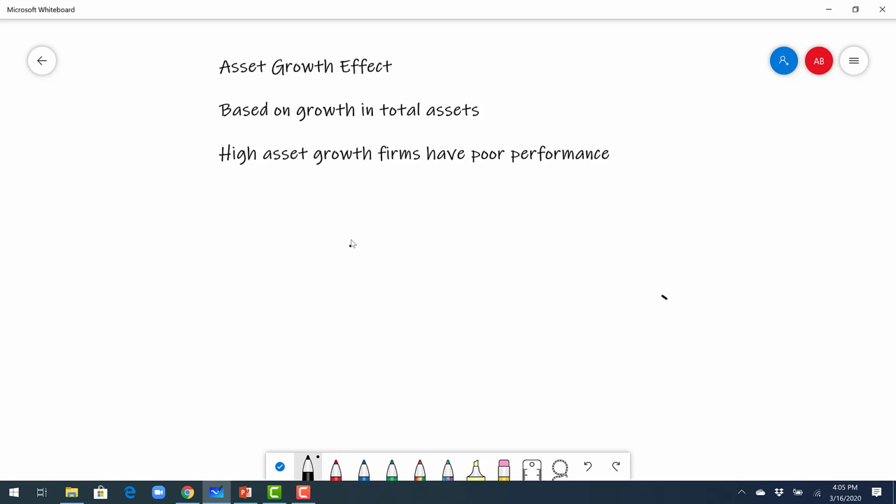Why does this asset growth effect work? Well, a popular explanation is that maybe investors are overly optimistic about the prospects of these high growth firms, and they bid up their price too high and subsequently realize their mistake and the price goes down. So it's an overreaction type of story: investors are overreacting to the future prospects of these high asset growth firms, and when those prospects don't materialize, these firms experience lower returns. So this is the asset growth effect.